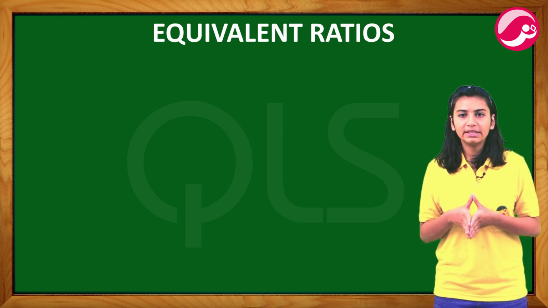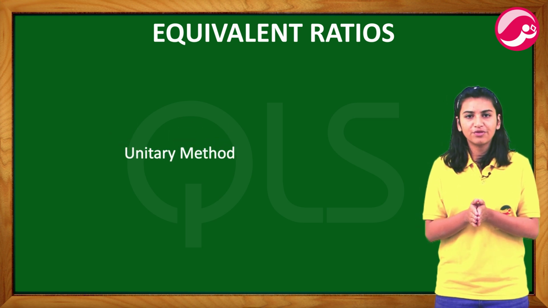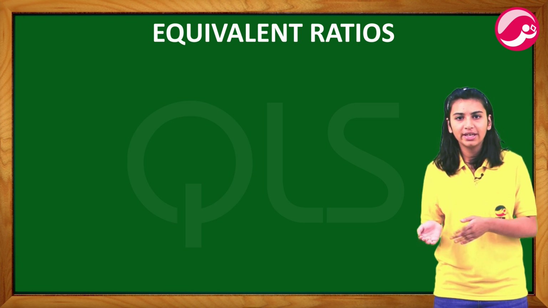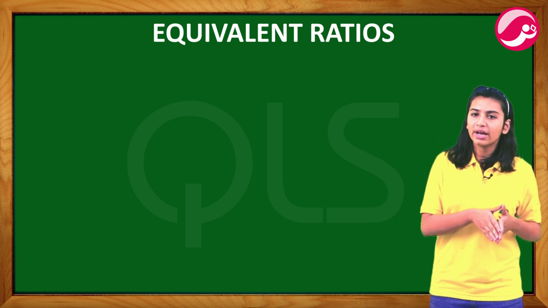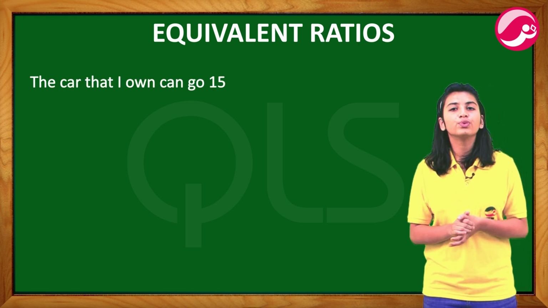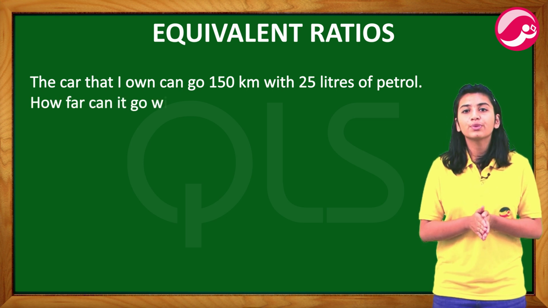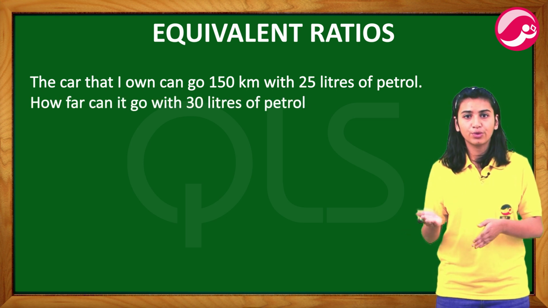We have also learnt a method in the earlier classes known as unitary method, in which we first find the value of 1 unit and then the value of the required number of units. The car that I own can go 150 km with 25 liters of petrol. Now, how far will it go in 30 liters of petrol?